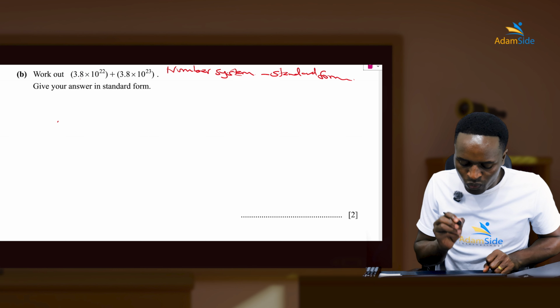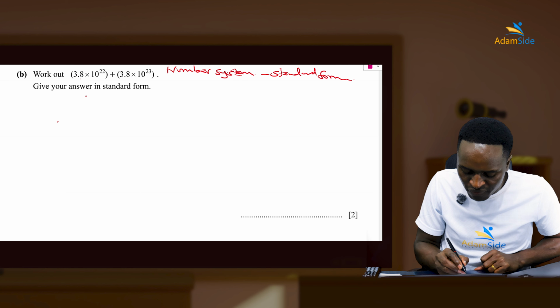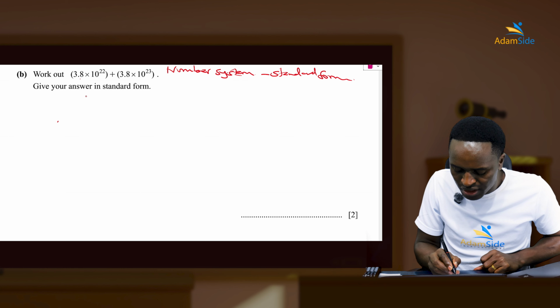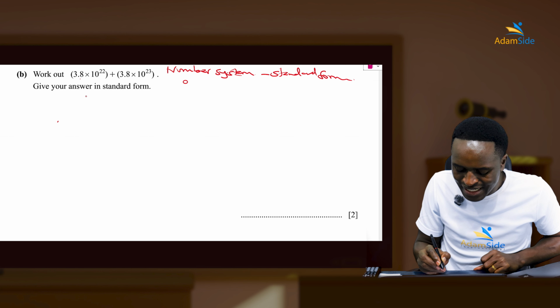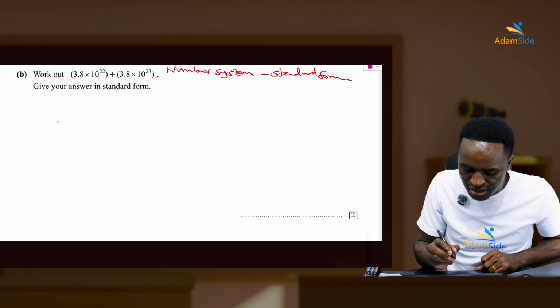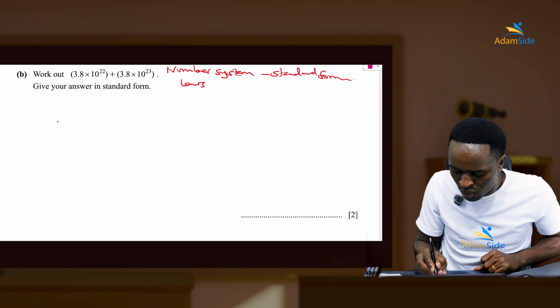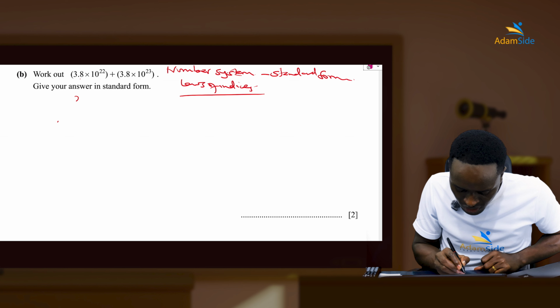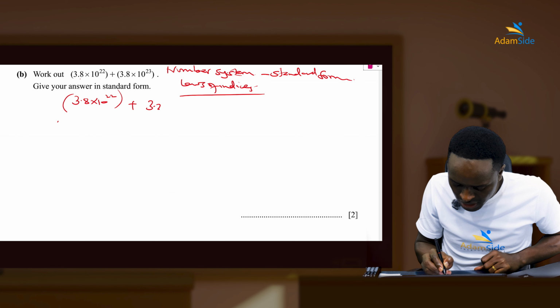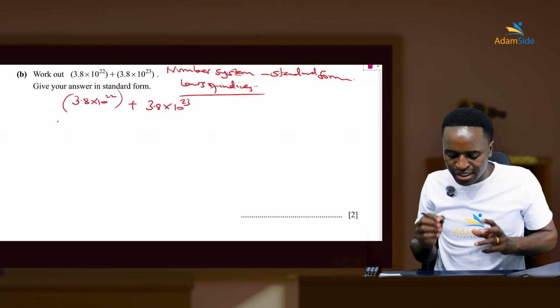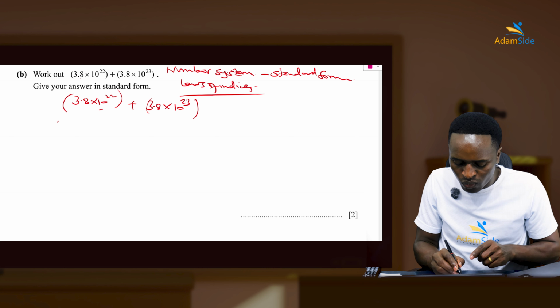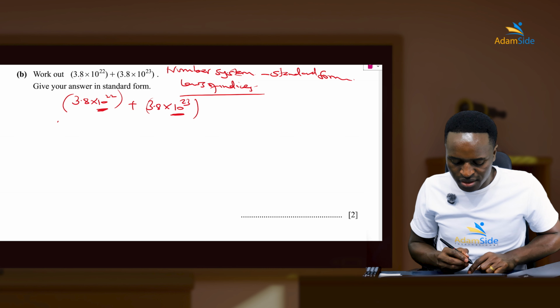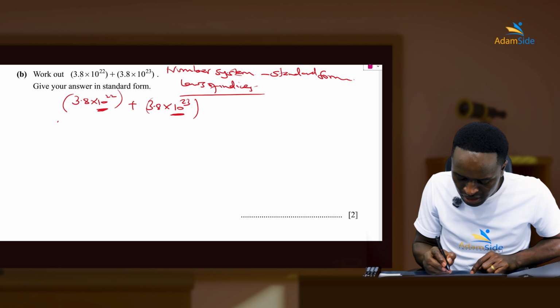So in this case, we need to find an easier approach of solving it. Here we are going to apply the knowledge of indices, the laws of indices, to solve this kind of question. We have 3.8 times 10 power 22 plus 3.8 times 10 power 23. Our idea here is that we need to put them in the same base.